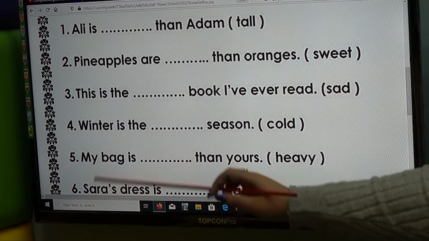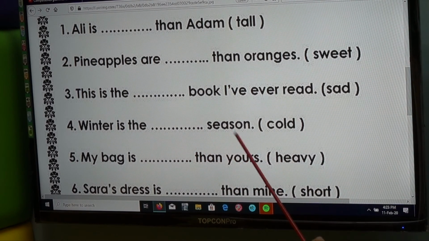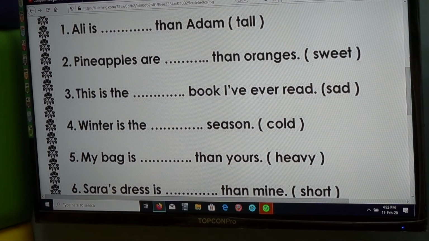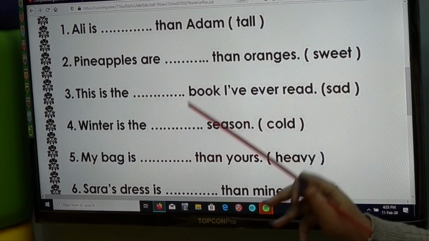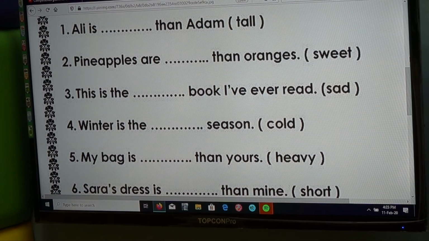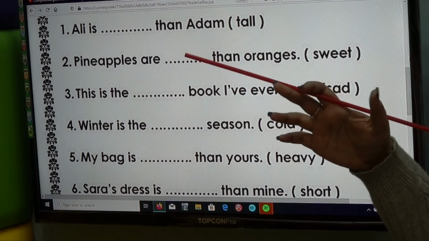Okay. Winter is the what season? So I told you. How many seasons are there? Winter, summer, autumn, spring, right? 4 seasons. So how many seasons is this sentence comparing? More than 3, right? So do I add ER or EST? If it is ER form, we call that comparative, okay? And for EST form, we call that superlative.